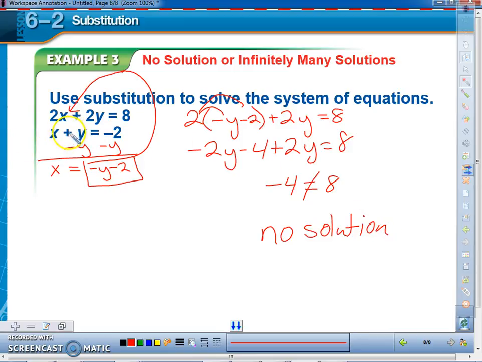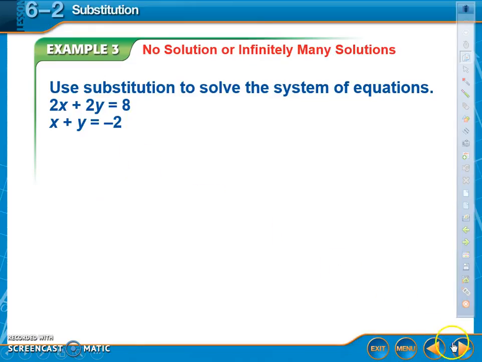And what you could do is put it into y equals mx plus b, and you could see that both of these are going to give you a slope of negative 1. And remember, if the slope is the same and the y-intercept is different, then you're going to have no solutions. These are parallel lines. Okay? All right, going on.